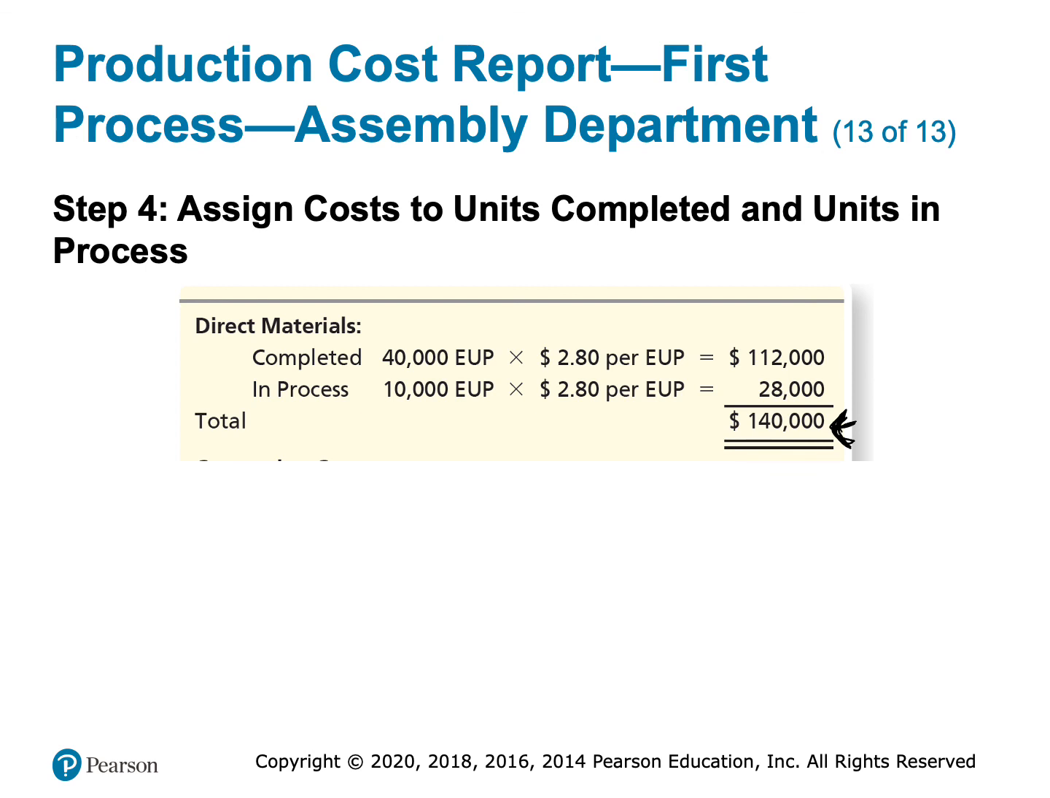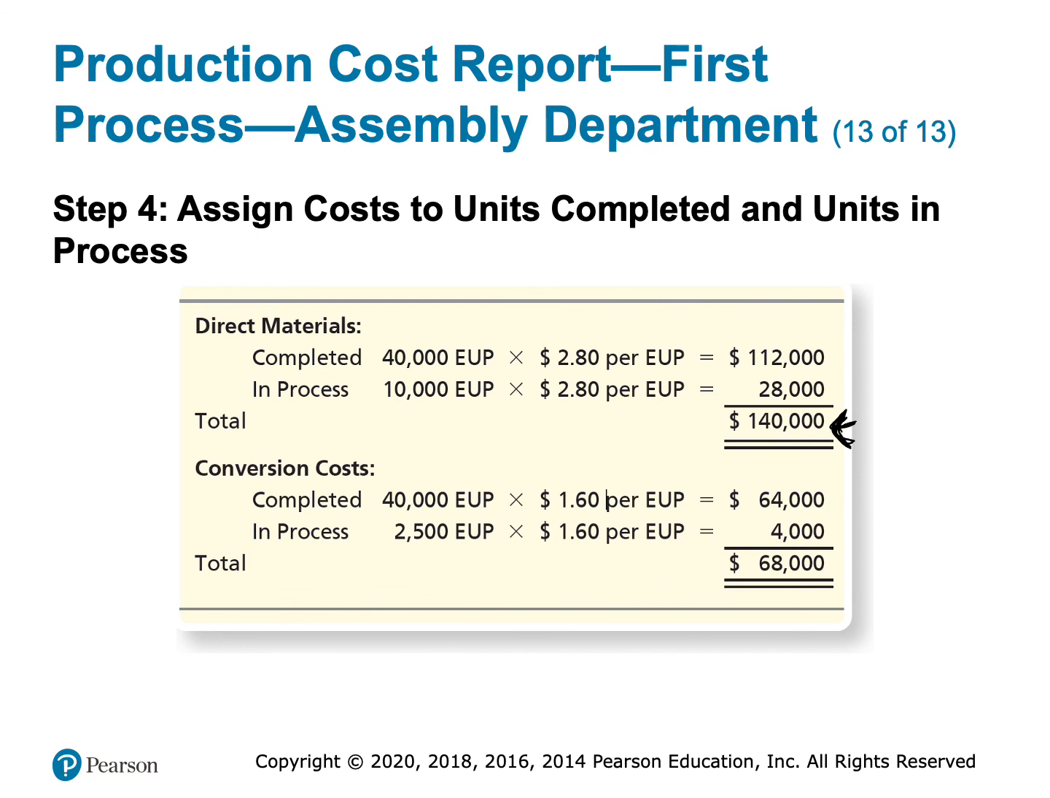So now we're going to do the same thing with conversion cost. We transferred out 40,000 units. They get $1.60 of conversion cost. Work in process though was 2,500 units, and it gets $1.60 of conversion costs. So that adds up to the 68. Again, notice that the totals work out exactly right. The big mistake that I see students make here is they forget that for conversion cost, our ending work in process is 2,500 units. It's different, right? Because those are the ones that weren't fully complete.